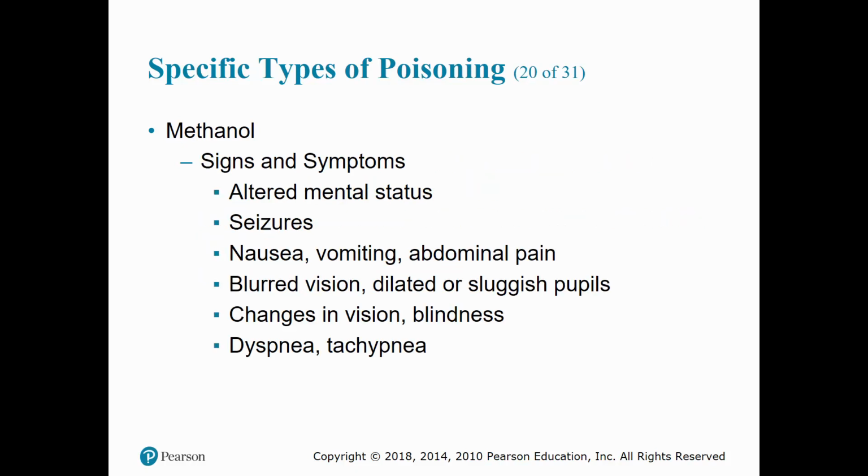Signs and symptoms are typically related to the central nervous system, GI system and overwhelming acid within the body. Blindness can occur from the ingestion of as little as 4 milliliters of methanol. Patients may present also with signs and symptoms such as seizures, nausea, vomiting, dyspnea, tachypnea.